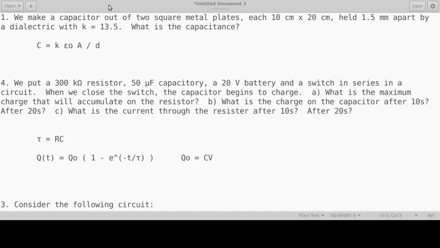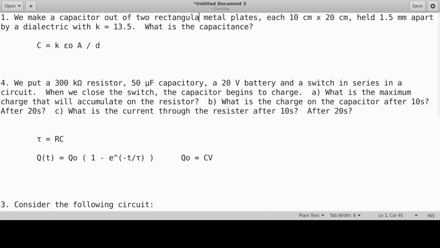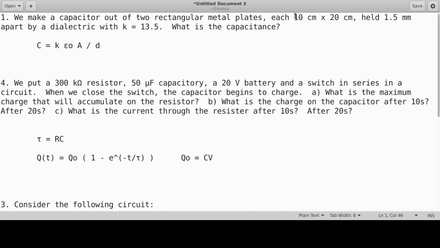So basically what you have are 2 rectangular metal plates like that, and they're each 10 by 20 centimeters. The area that goes into the formula for calculating the capacitance of parallel plates is the area of any one plate, or the area of the facing plates. Each plate has this area, and that's what we'll use. They're held only 1.5 millimeters apart, and that's the distance between them in the formula.